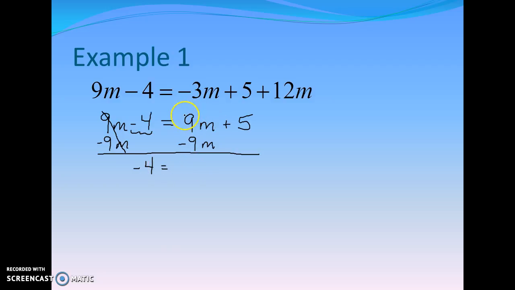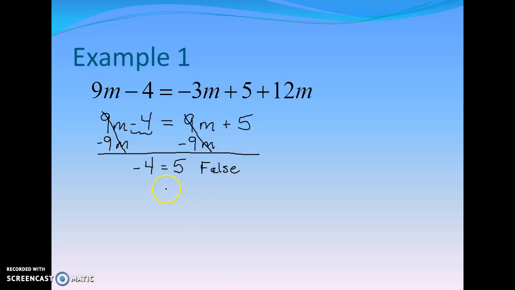Now on the right side of the equal sign, my 9m's cancel once again. This time I am left with a positive 5. Okay, now, as you can see, we're left with no variable. Our variables have dropped out completely. And when you look at this statement, we're left with -4 is equal to 5. So the question is, is this a true statement? And absolutely not. No. This is a false statement. -4 is not at all equal to 5.